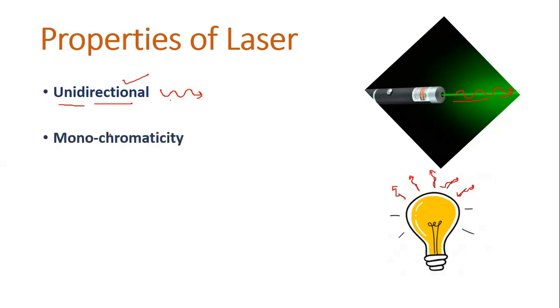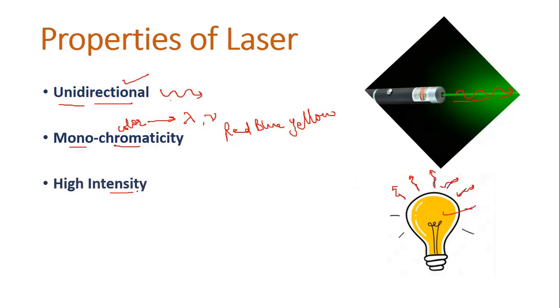Then we have monochromaticity. Mono means again single. Chroma means color. Whenever we talk about color, it simply means we are talking about wavelength, about frequency. So in case of laser, they have a single wavelength. Every time you will see a laser in a particular color, it can be red, blue, yellow, but it cannot be white. If you look at a bulb, it is a combination of so many colors. If you see a fluorescent bulb, it is a combination of red, blue, and green. Then we have high intensity. What is the meaning of intensity?